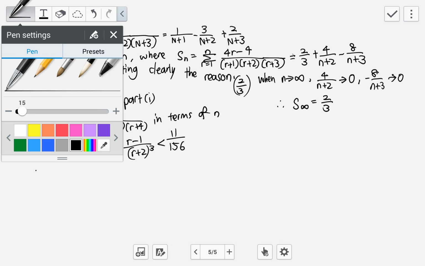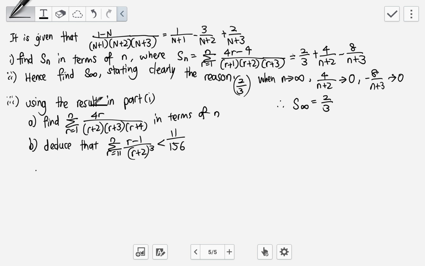Using the result of part 1, now we are asked to find this. We must try to change this to a form like this in order to use the result. This is 4r, this is 4r, then this is r plus 2, this is r plus 1, r plus 3, and r plus 2. I suspect by replacing this with r minus 1, I will get to here. So I take the summation from r equals 1 to n of 4r over r plus 2, r plus 3, r plus 4, equals what?